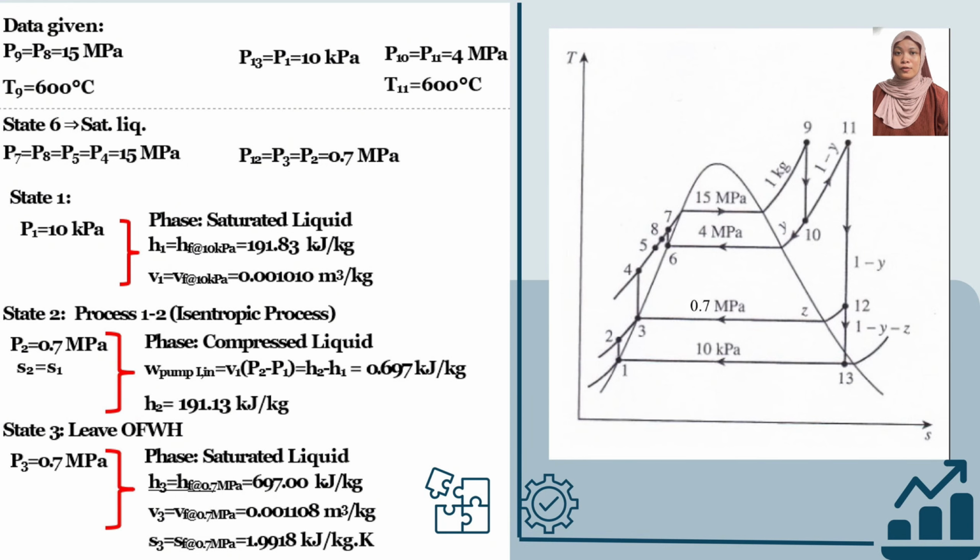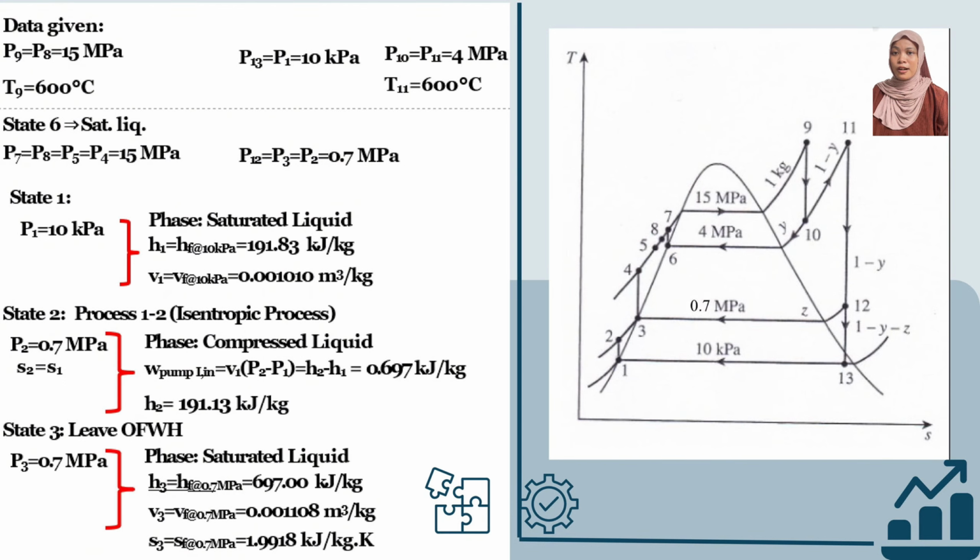At state 12, 0.7 megapascal, some steam is extracted for the open feedwater heater while the remaining steam expands to the condenser pressure of 10 kilopascal, reaching state 13. In the open feedwater heater, the extracted steam at state 12 mixes with the feedwater from pump 1, state 2. The mixture exits as saturated liquid at state 3, 0.7 megapascal.